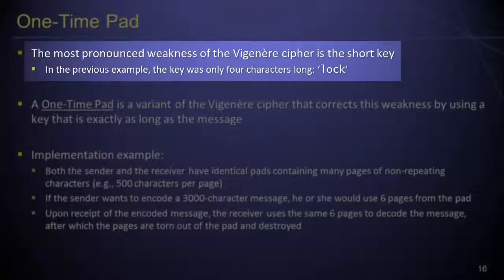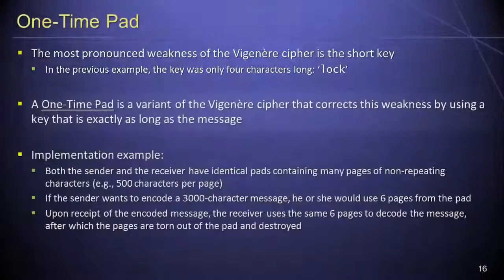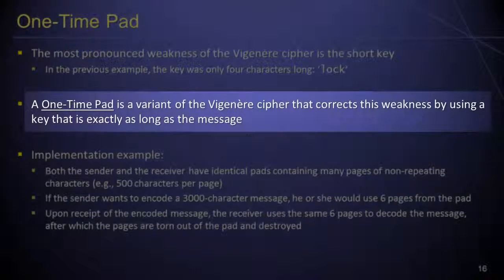The most pronounced weakness of the Vigenère cipher is its use of a comparatively short key. In our discussion of the Vigenère cipher, for example, we used the keyword lock, which contains only 4 characters. A one-time pad is a variation of the Vigenère cipher that addresses this short key problem by using a key that is exactly as long as the plaintext message itself.